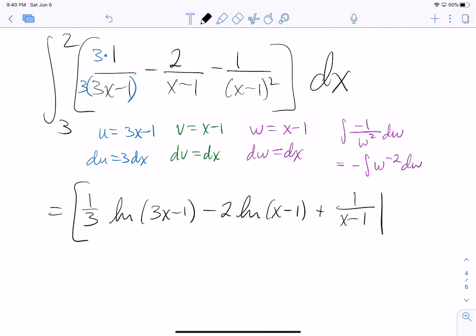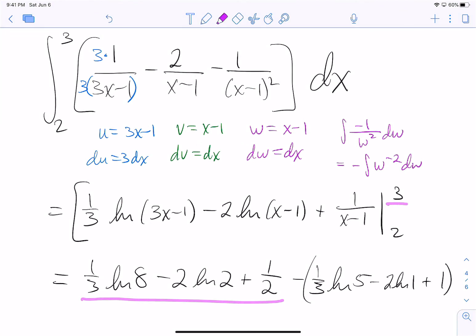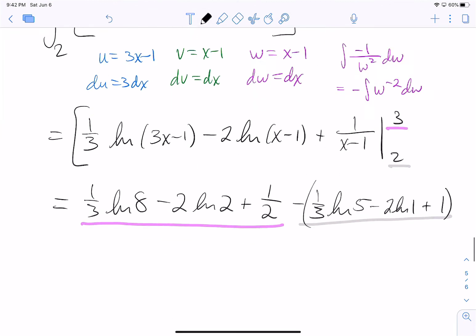All of this is going to be evaluated from 2 to 3. I have it written here as from 3 to 2. It's from 2 to 3. So we end up with 1/3 times the natural log of 8 minus 2 times the natural log of 2 plus 1 over 2. Those values we got from substituting 3 in place of x. From that, we're going to subtract the quantity of 1/3 times the natural log of 5 minus 2 times the natural log of 1 plus 1. Those values we got by substituting 2 in place of x in the result of our integration.